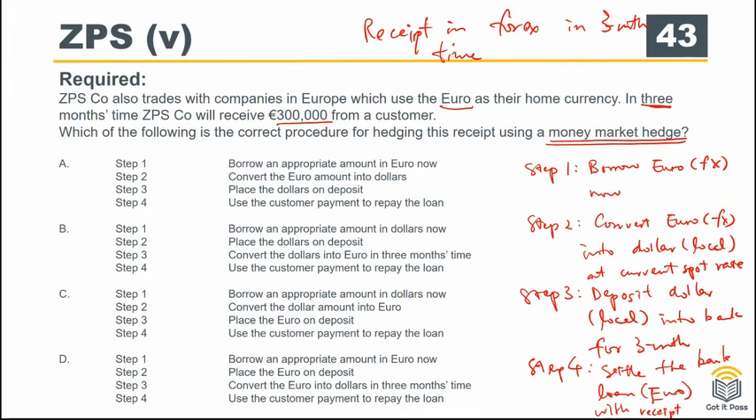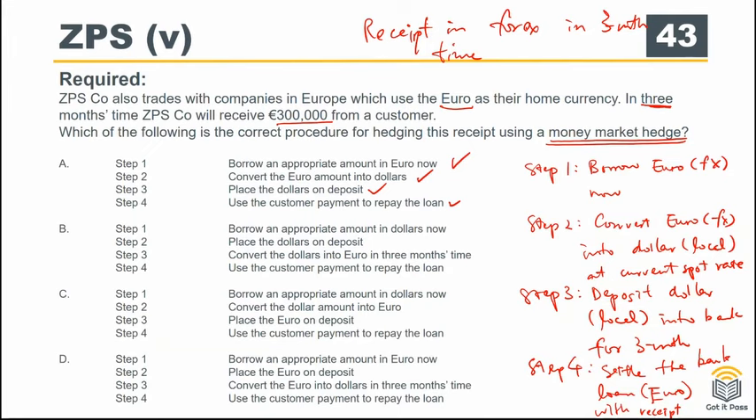Then we can find which one is correct in the options. For example, A, the first step says borrow an appropriate amount in euro now, yes. And convert the euro amount into dollars now, yes. Place the dollars on deposit, yes. And the final step is to use the customer payments to repay the loan, yes. So the correct answer should be A. But let us check options B to D.